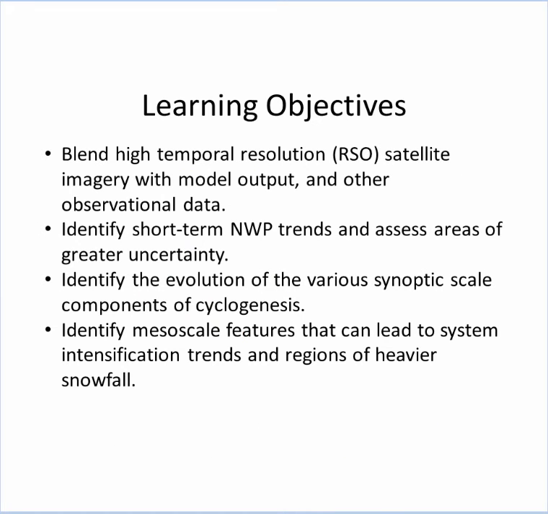Here's an outline of our learning objectives. Basically, we want to give some of our thoughts on what the RSO imagery is showing us in terms of the synoptic scale components of this very intense storm, and also some of the mesoscale features. I'm going to start with an overview of some of the NWP issues that we had and point out some of the areas of greater uncertainty that were problems with forecasting this storm.